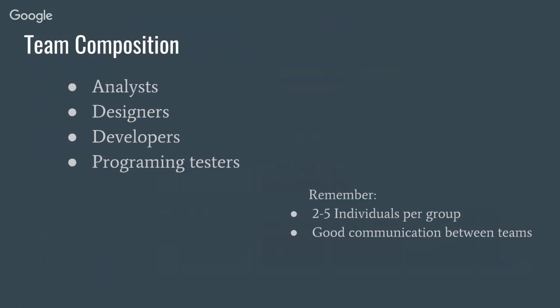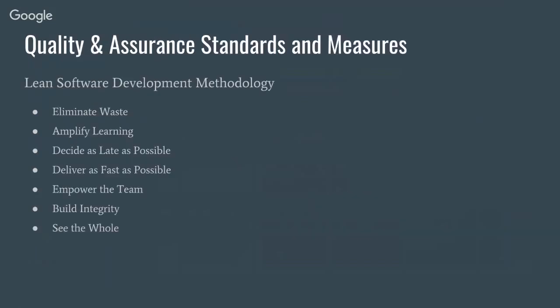We've chosen to implement the Lean software development methodology for our quality assurance. With this methodology, it's going to help us measure our progress while working on this project. The requirements of this methodology have been condensed into these 7 points of what this methodology will help us achieve.